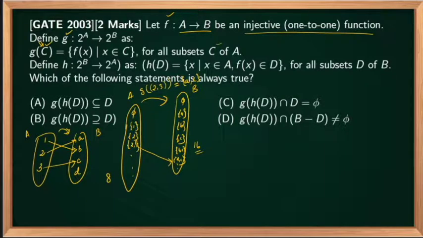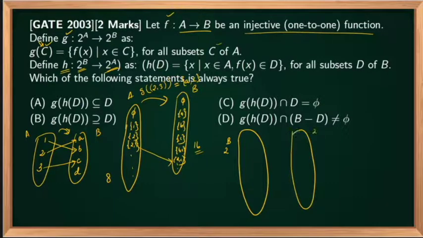Now, we have another function H that is from 2 raised to B to 2 raised to A. This is the function h. So you will have the empty set here, right? Then you will have a, b, maybe you will have a, c, maybe you will have a, b, d, right? And on the right side you will have the empty set, 1, 2, etc. Maybe 2, 3.